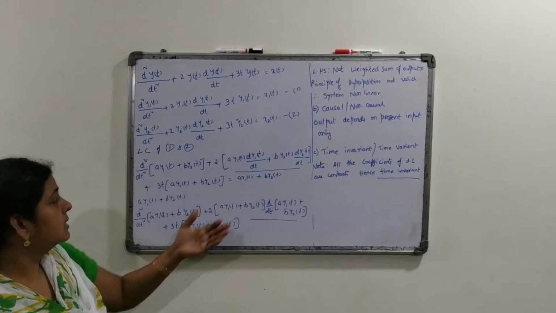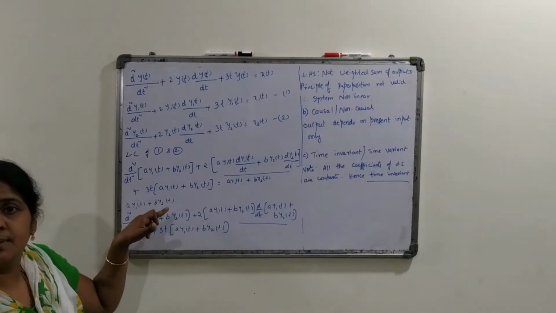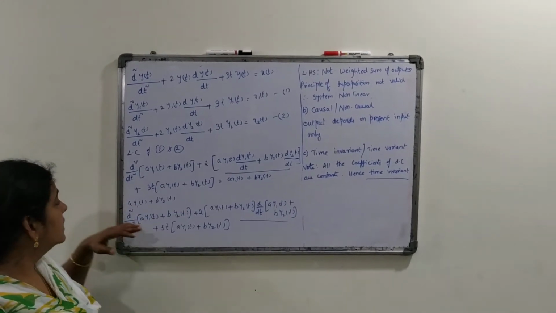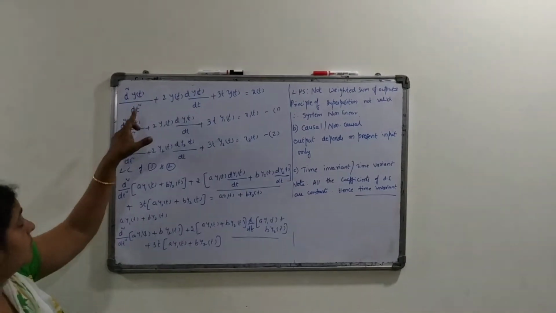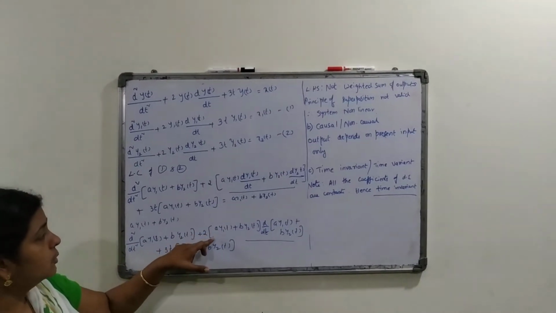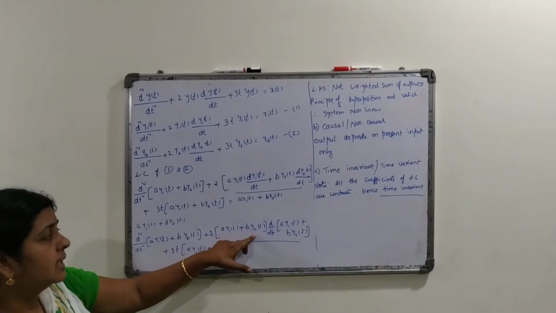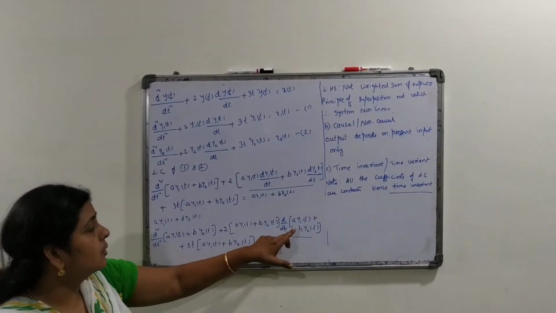Now the next thing is we have to take the input a y1 of t plus b y2 of t. Okay, so let's go with that. d square by dt square. In place of y of t, I am putting a y1 of t plus b y2 of t, plus 2 into a y1 of t plus b y2 of t. And d by dt of this is what you get.